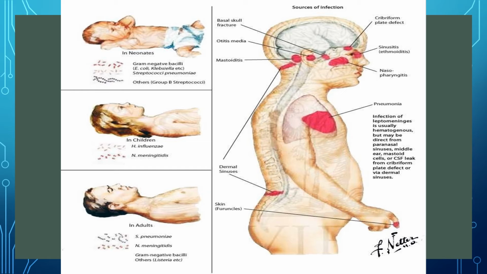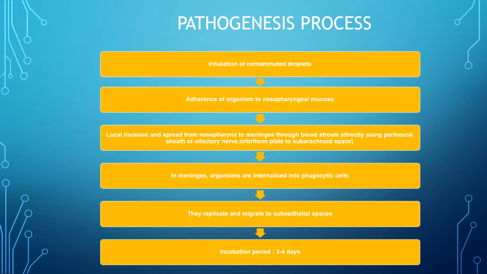Whereas in case of children and adults, the major factors are Haemophilus influenzae, Streptococcus pneumoniae, Neisseria meningitidis, and some other gram-negative bacilli. The next one is the pathogenesis process, which is given here in steps. Once the host inhales the contaminated droplets, the organism starts to adhere to the nasopharyngeal mucosa. Then it starts to invade locally, and it spreads from the nasopharynx to the meninges through the bloodstream.